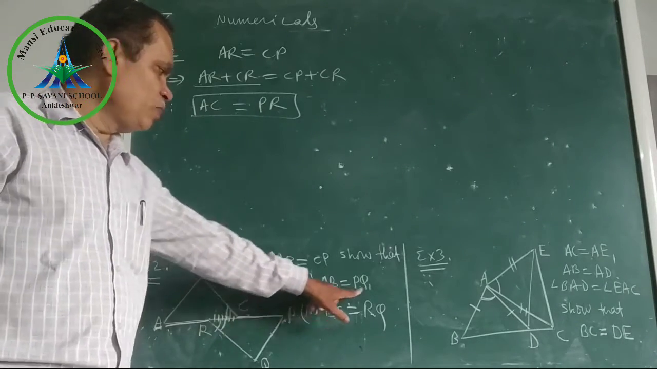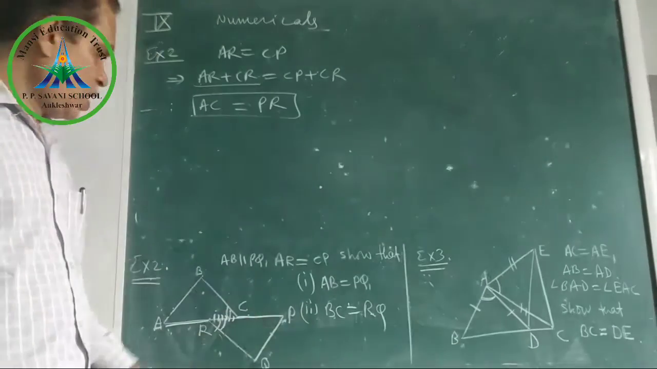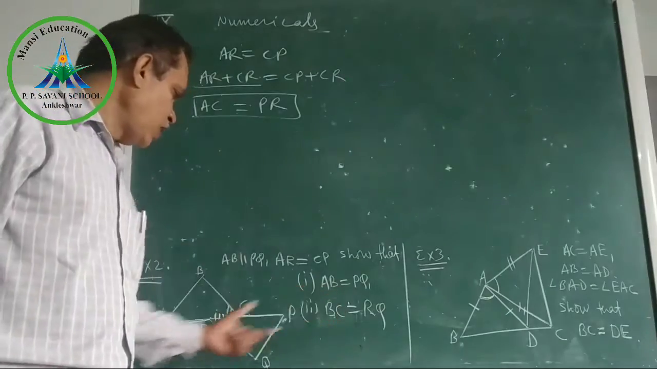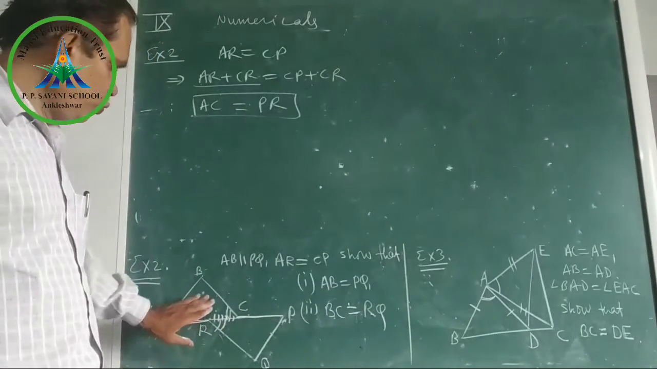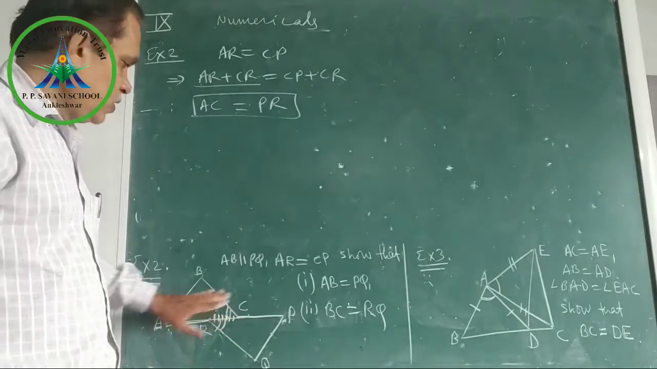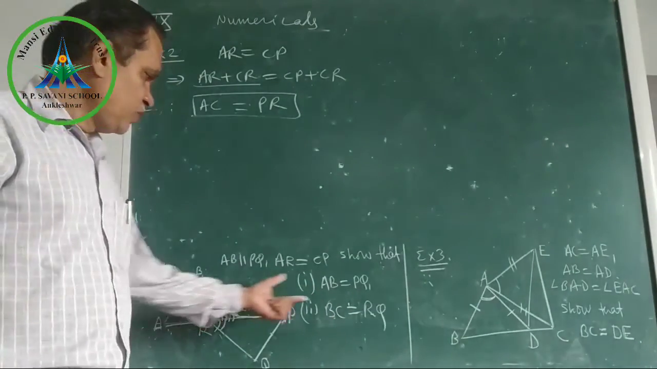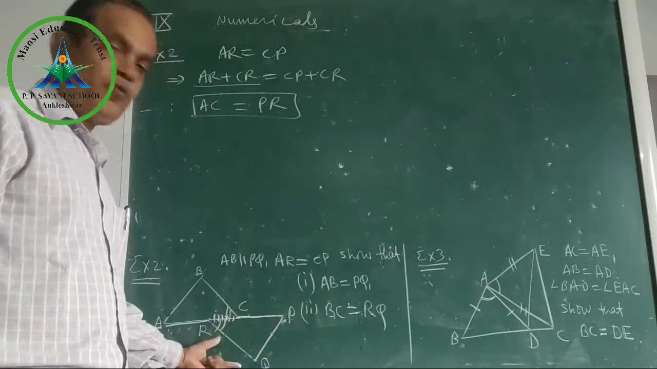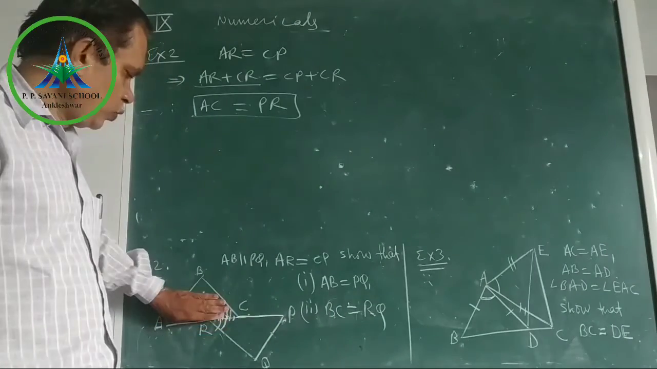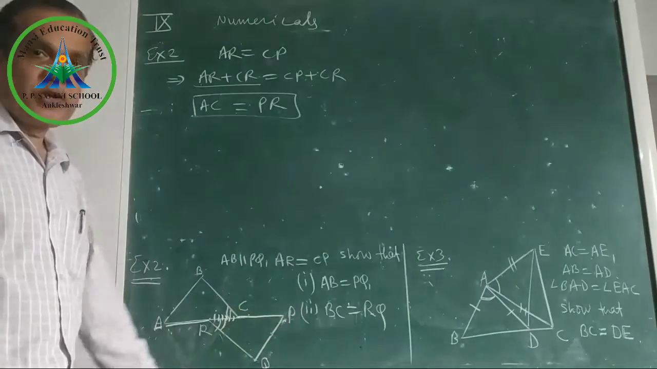Okay, I am coming to this. So that AB equal to PQ. If I want to show AB equal to PQ, BC equal to RQ, I have to prove these two triangles are congruent. Yes or no? To show AB equal to PQ, BC equal to RQ, we have to prove both triangles are congruent. Right? Now see, AB parallel PQ.